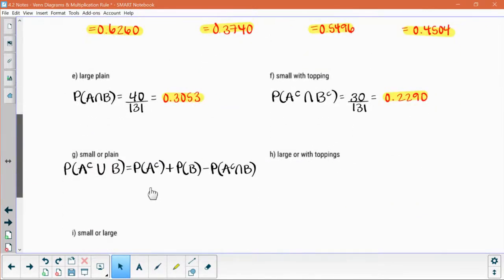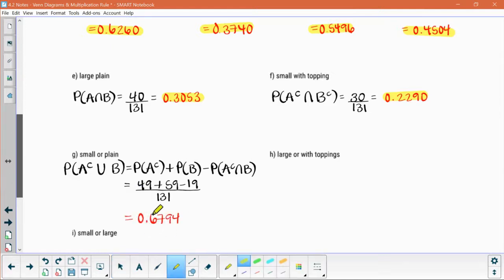So all I'm going to do is take my values, 49 plus 59 minus 19, all over 131, which is okay because we're dividing by the same denominator, fraction rules. That gives me, I think I went straight to the decimal and I got 0.6794.